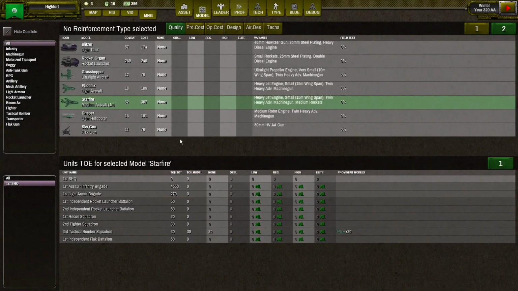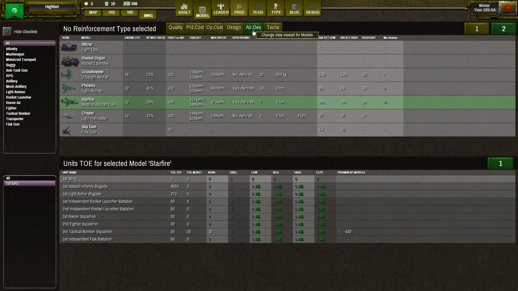So in our case, if we switch to the air design tab, we can see more air-related statistics, and you can see here the dogfight is 16, but our fighter has dogfight 36, so more than 2 times higher. So if our tactical bomber would engage in a dogfight with this fighter, even if we have 2 times higher air attack, the dogfight difference will modify our attack by 50% because we have 2 times lower dogfight than our opponent. So our attack would be reduced to about 80 points.